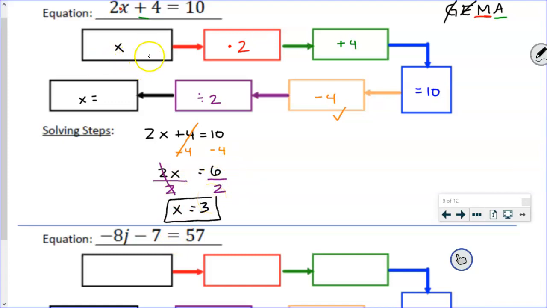And once again, you can check your answer. 3 times 2 is 6. And then following that flow map, 6 plus 4 is 10, just like it says it should be.